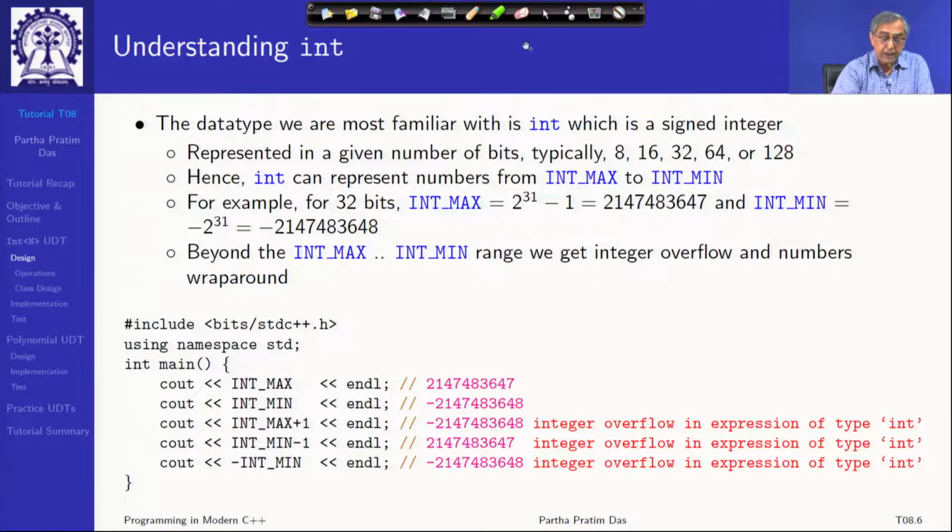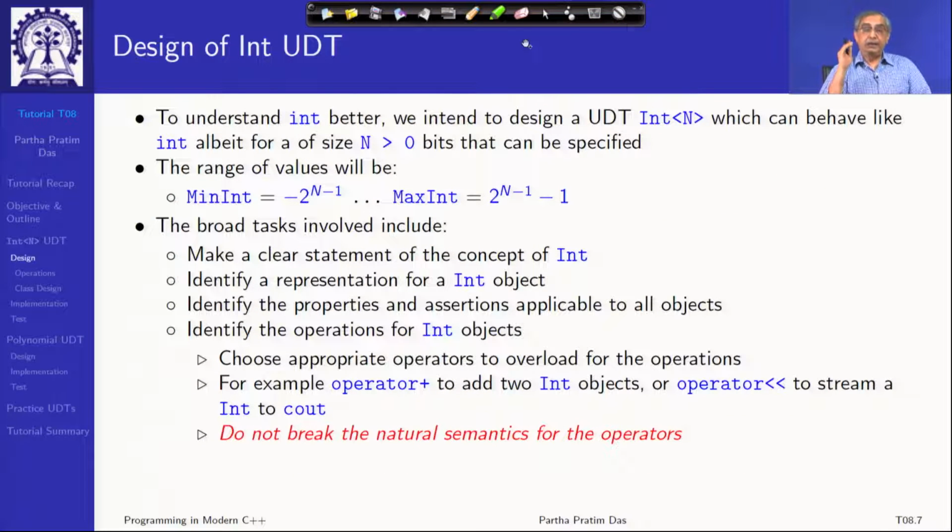So, given this, if you want to build a signed integer type with a given number of bits, that I want this many bits and I want this integer property to hold within those bits, let us say that we want to build an integer having n number of bits, where n of course is a given constant. Naturally we can easily understand that min int, the minimum integer you can represent, will be minus 2 to the power n minus 1 and max int will be 2 to the power n minus 1 minus 1.